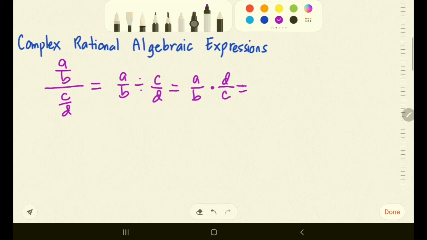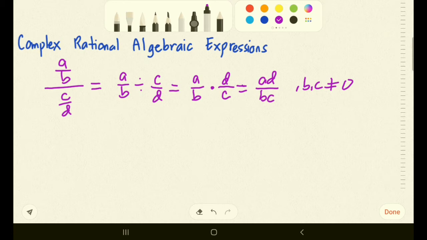So this becomes a times d, that's ad, over b times c, that is bc, where b and c must not equal 0. Why? If b or c is equal to 0, that means it becomes undefined.